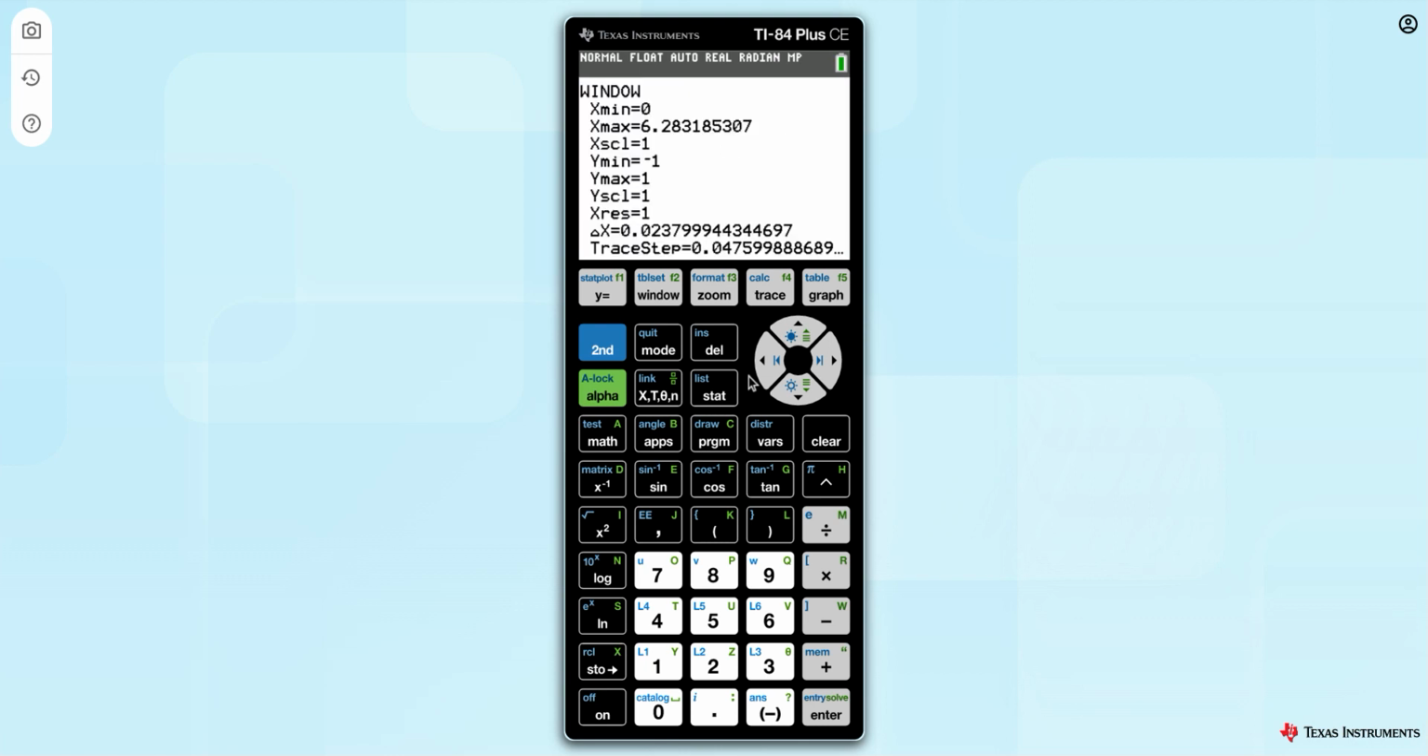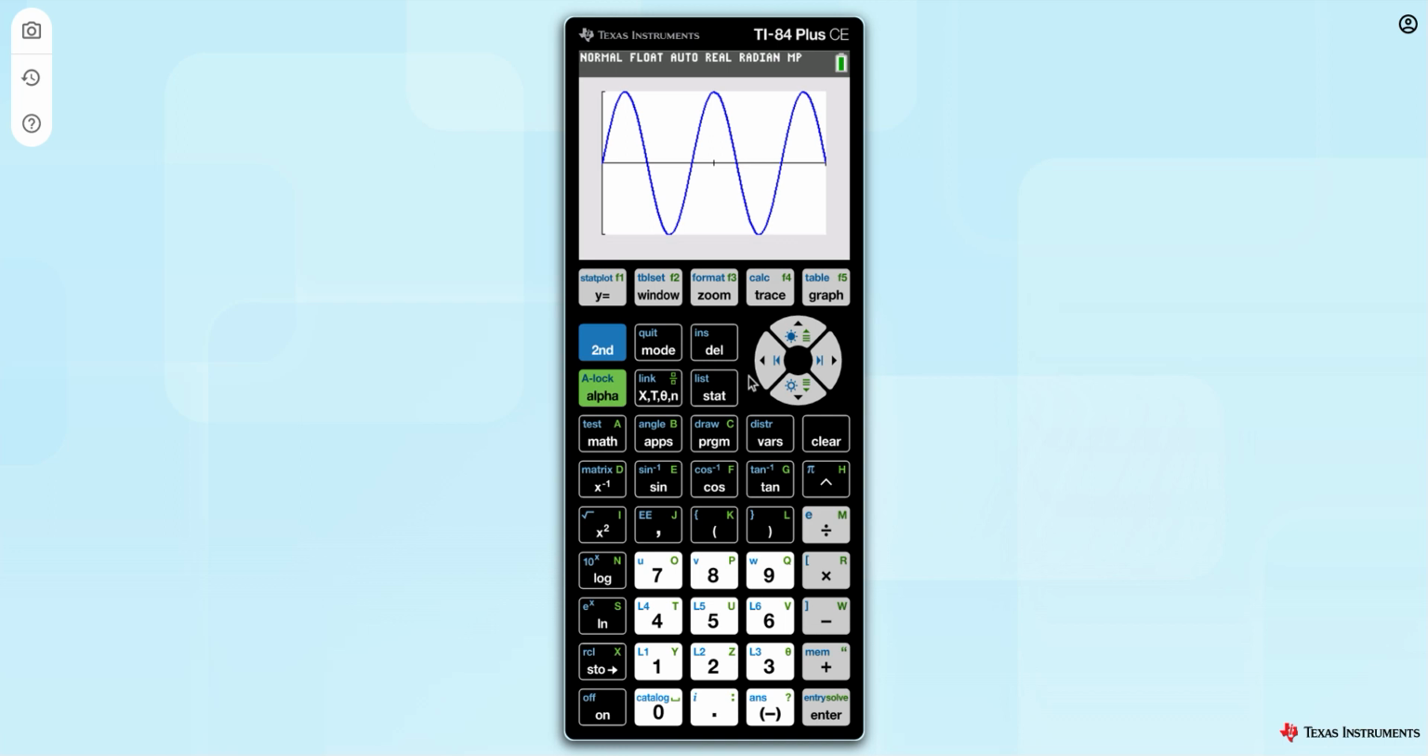Go to your window, go to your x scale, and put pi there. Then you know every tick is 1 pi, and that'll help you figure out where 2 pi is. So here's 1 tick, that's pi. My second tick is right there. It's a little hard to see, but it is there. So that would tell me 1 pi, 2 pi.